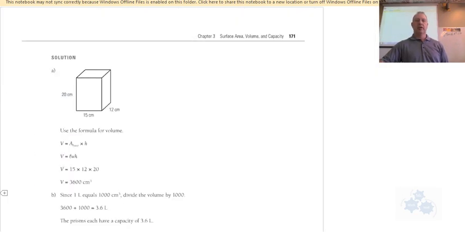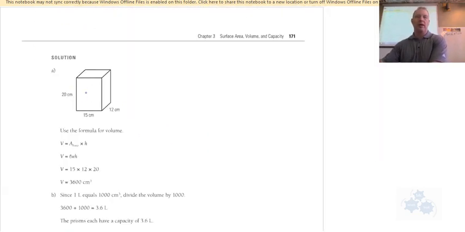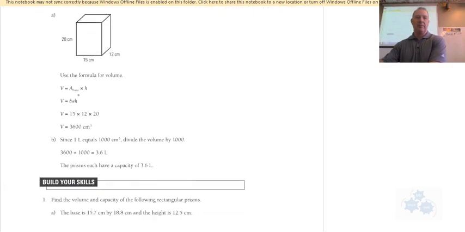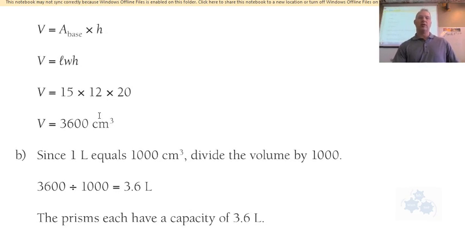Okay, yeah, here's their drawing. Very similar. Again, the area of the base times the height, 15 times 12 times 20, would be 3,600 centimeters. Now notice, please, that when we're talking about volume, the units are a bit different. With area, the units were squared. With volume, they have to be cubed. It makes sense because this is centimeters, this one is centimeters, and this one is centimeters, so centimeters multiplied by itself 3 times is where the power of 3 comes from.